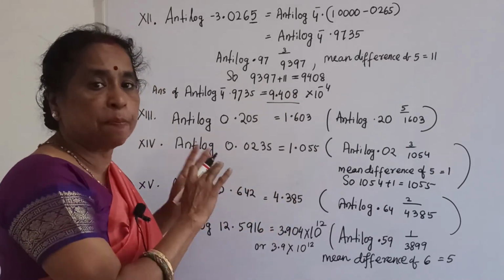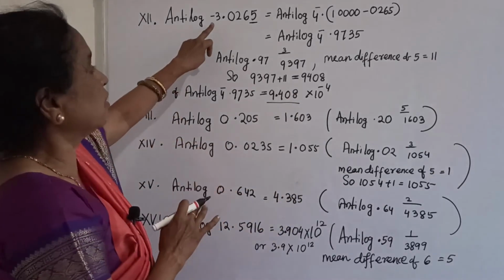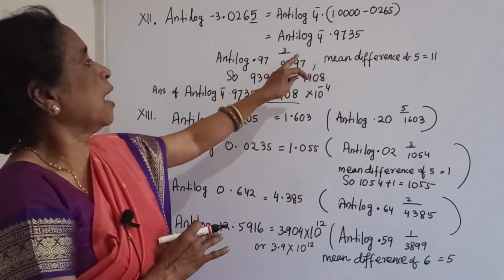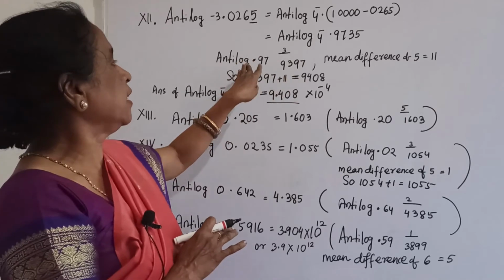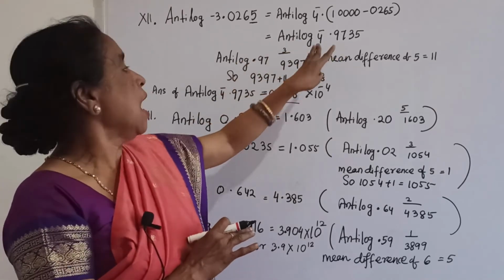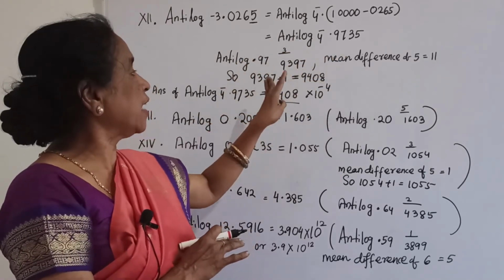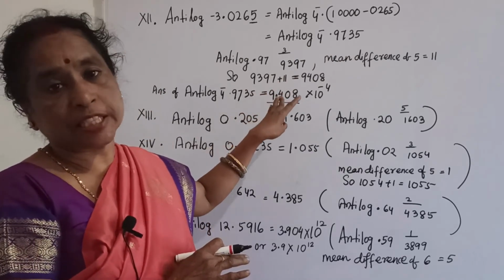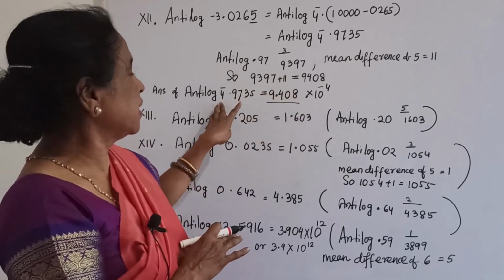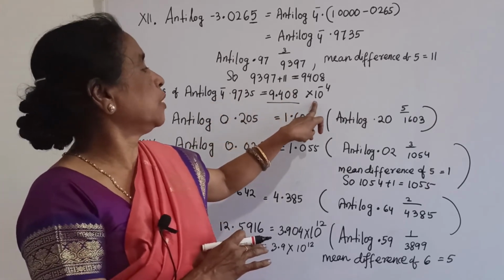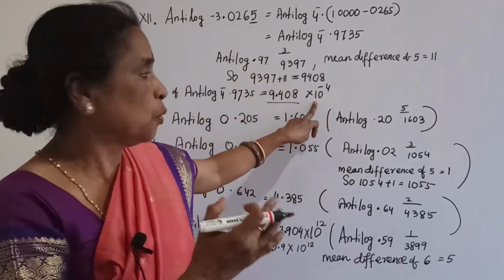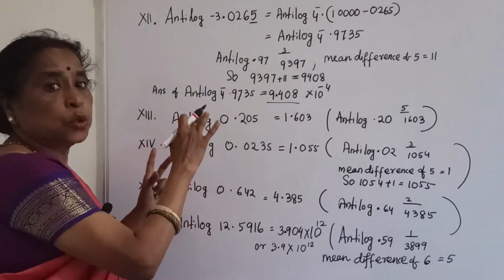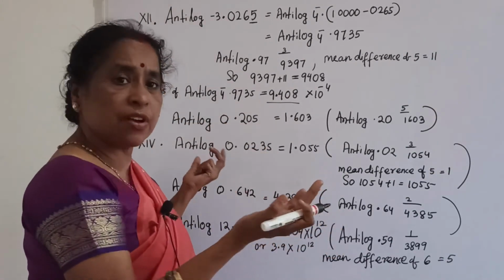This is very important. Mind it: if minus is given, you change to bar, and after bar you see the antilog of this value and the mean difference, add it and write here, and after one digit you put the decimal. And since it is 4 bar, you put 10 to the power minus 4. Then come to antilog 0.205. It is very simple.